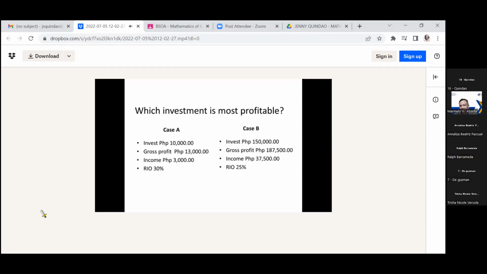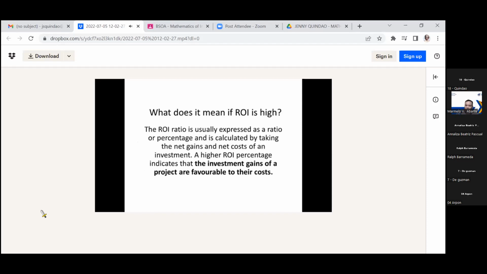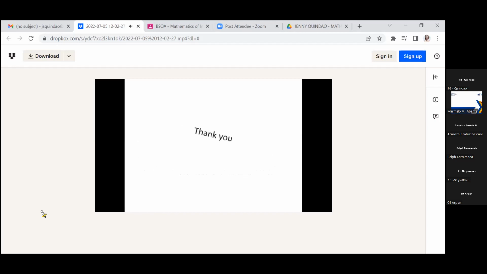If you look at the amount of profit only, case B is better than case A. But we should also consider the ROI. The ROI of case A is higher than case B. This could only mean that case A is better than case B. What does it mean if ROI is high? The ROI ratio is usually expressed as a ratio or percentage and is calculated by taking the net gains and net costs of an investment. A higher ROI percentage indicates that the investment gains of a project are favorable to their costs. That's why case A is better than case B.